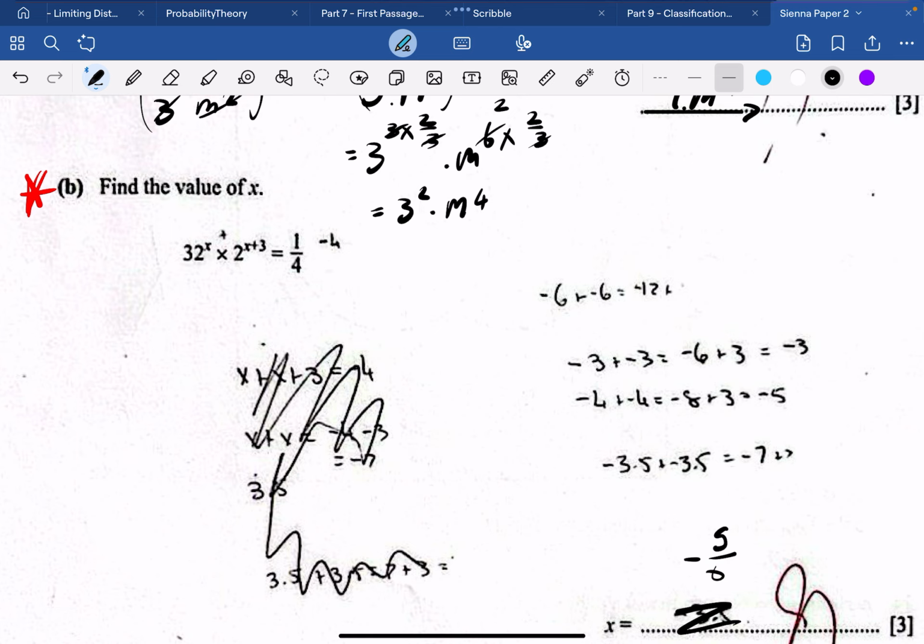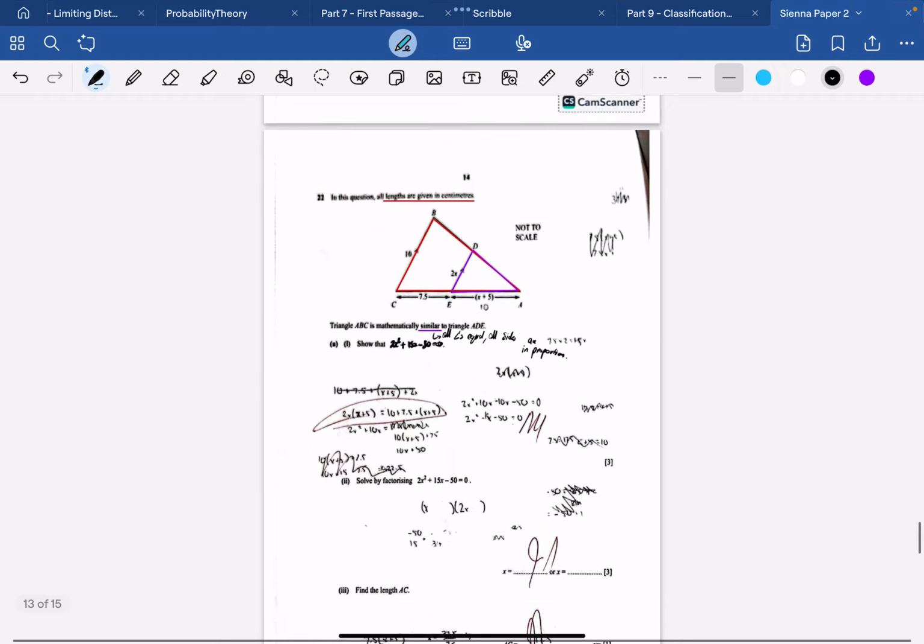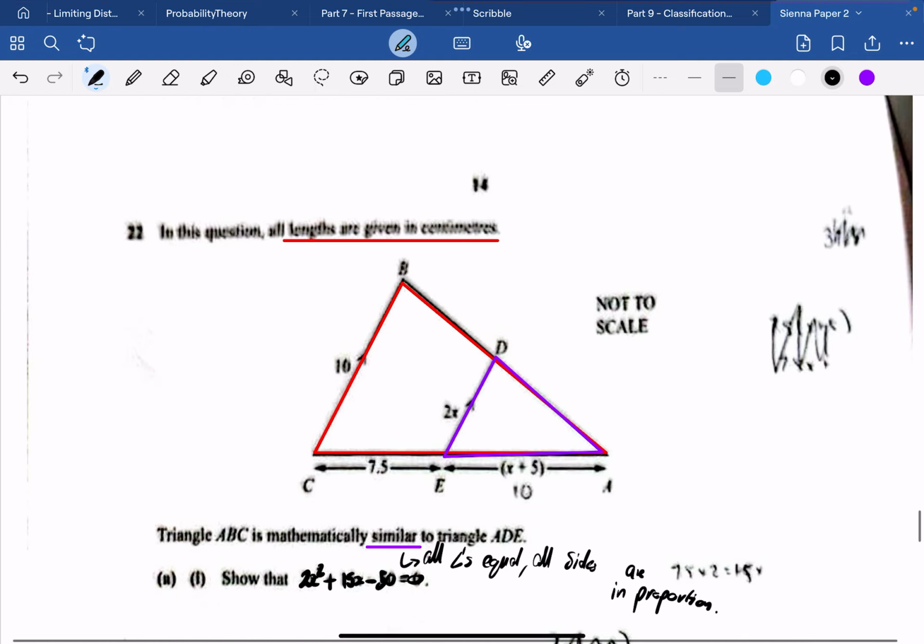Minus 5/6. Okay. I'm going to send you a separate video on how to do this question because I don't want to sit here and make you watch me just think through this question. I'm not sure why I'm not able to do it straight away, but I'll definitely get it to you as soon as possible.